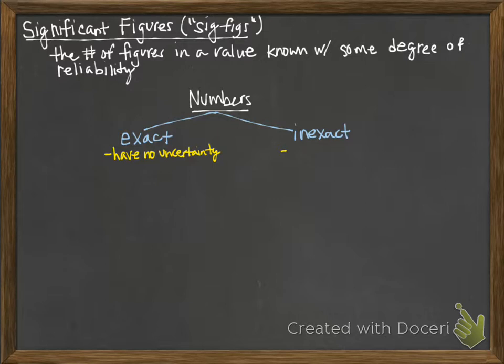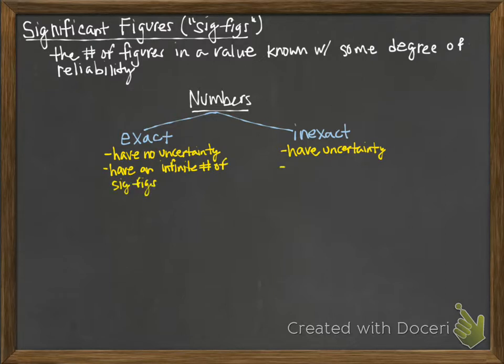Inexact numbers have uncertainty associated with them. So they're not known with 100% certainty. There's some uncertainty in these numbers. Okay, and so what does that have to do with Sig Figs? Well, for exact numbers that have no uncertainty, we know every number with 100% certainty, with 100% reliability. That means they have an infinite number of Sig Figs. So we can consider these as having an infinite number of significant figures.